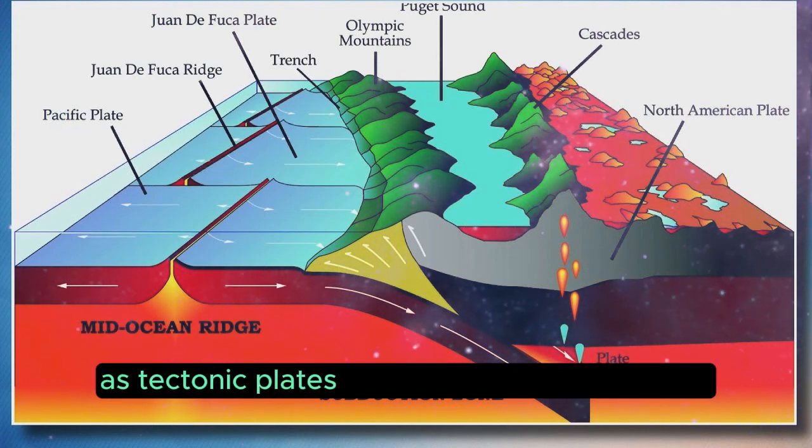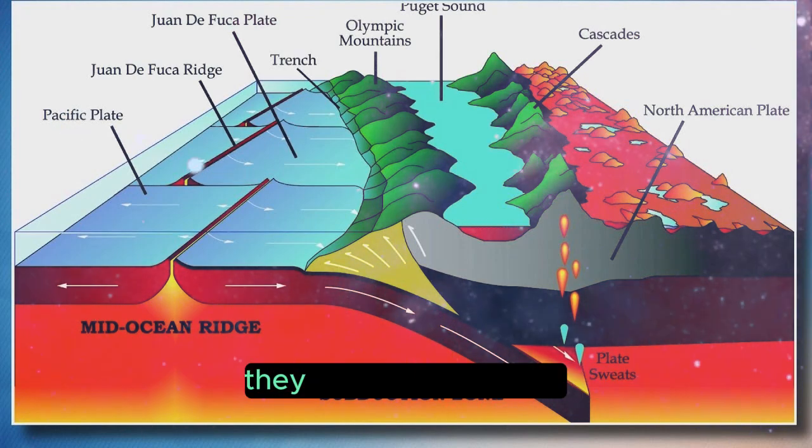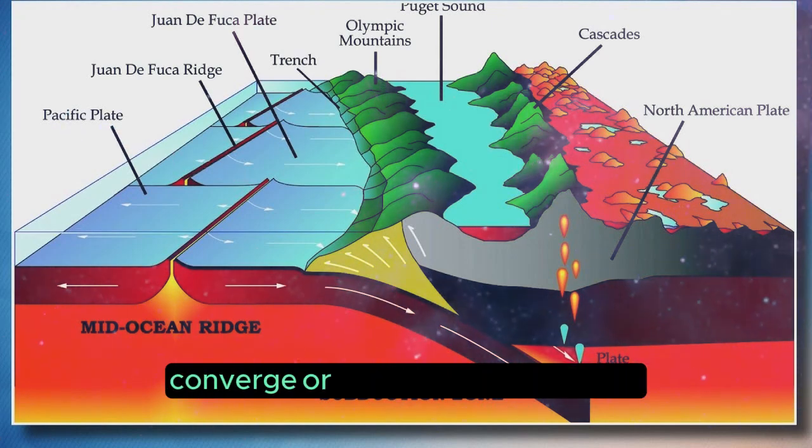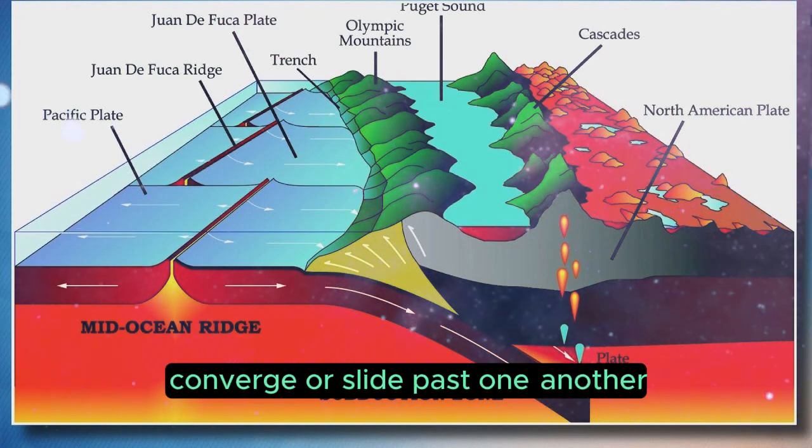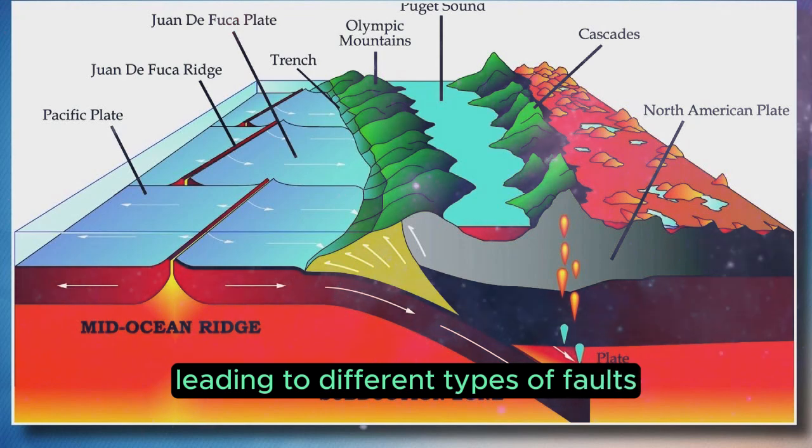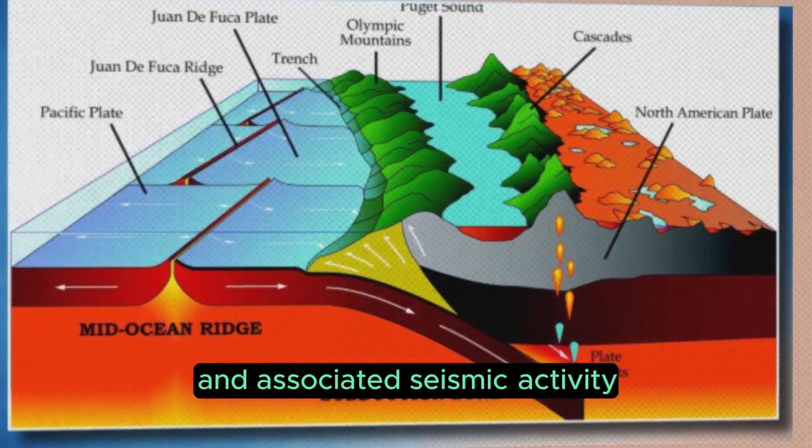As tectonic plates interact at their boundaries, they can either diverge, converge, or slide past one another, leading to different types of faults and associated seismic activity.